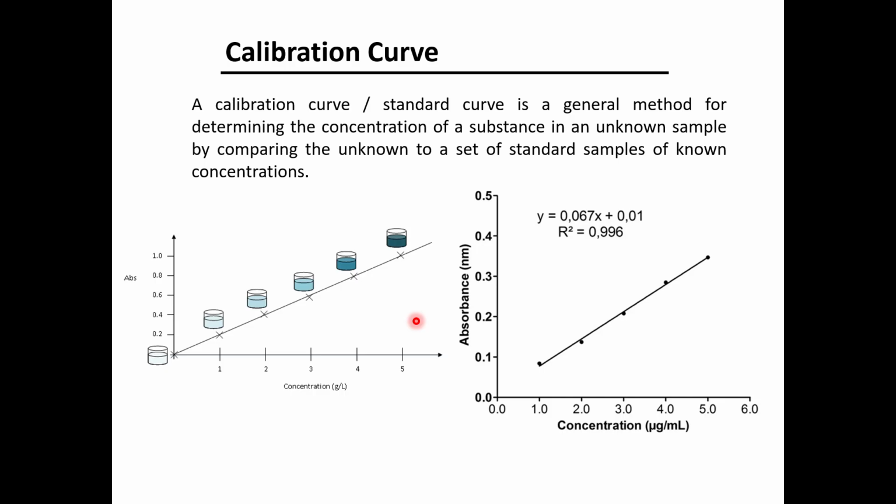Therefore, it is a type of correlation. This type of correlation is called a calibration curve. A calibration curve is a standard curve. It is made to determine the concentration of a substance in an unknown sample by comparing the unknown to a set of standard samples of known concentration. So it is a type of correlation. In this diagram we can see that as the concentration of the compound in a solution increases, the absorbance also increases. So it is a type of correlation relationship.